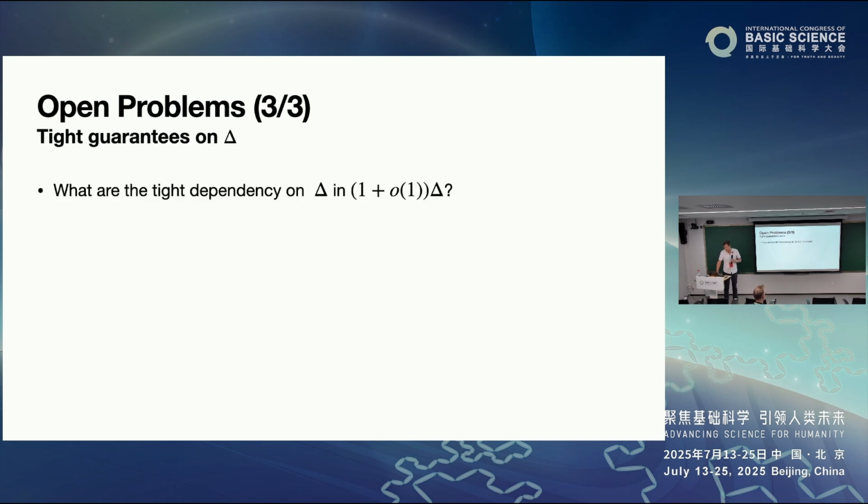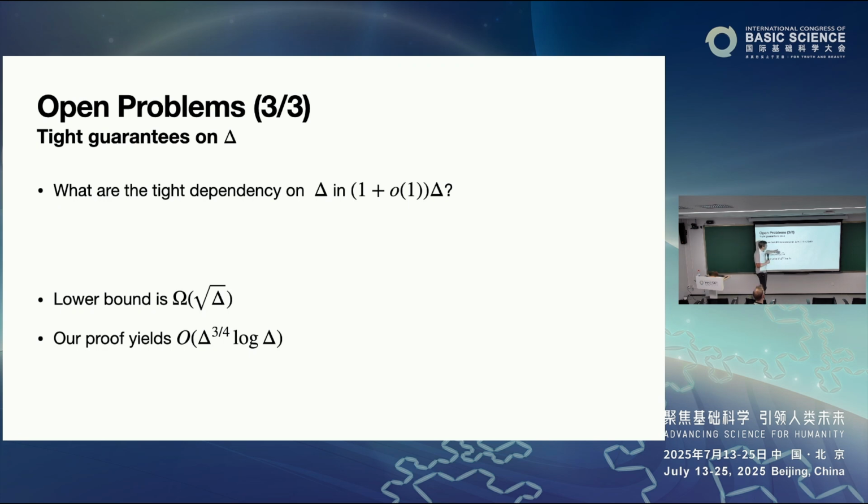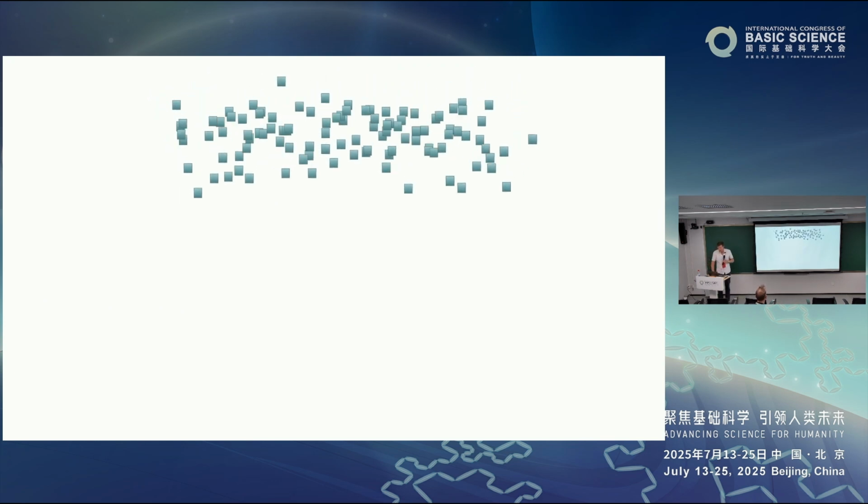And then, of course, if you're really into the fine-grained, you could worry about the exact dependency on delta. So we know that you need to have delta plus root delta. What I presented today was delta plus 3/4 delta. All right, thanks.